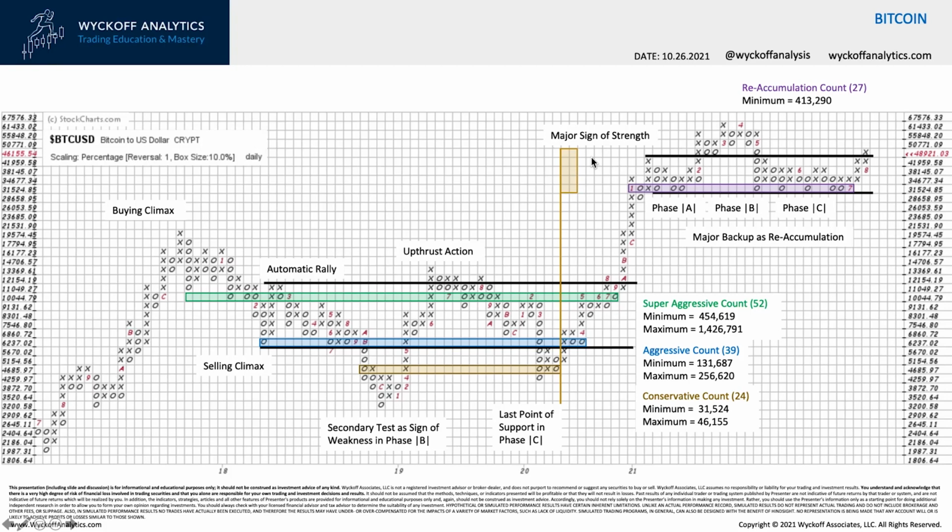And then we go through the major backup, which appears to be a reaccumulation. So we start using these blue counts and green counts, much larger counts. So what do those counts tell us? The story of continuation of a major uptrend where our targets could reach over 100,000, over 200,000, and in some cases, the targets are showing even above 400,000.